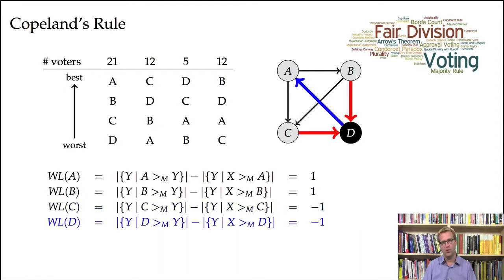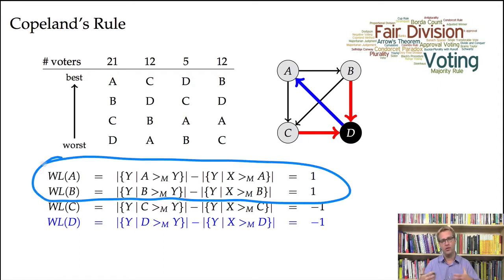There are 2 in edges and only 1 out edge. So since A and B maximize the win-loss record, they will be declared the winner. So they tied for winning the Copeland rule.